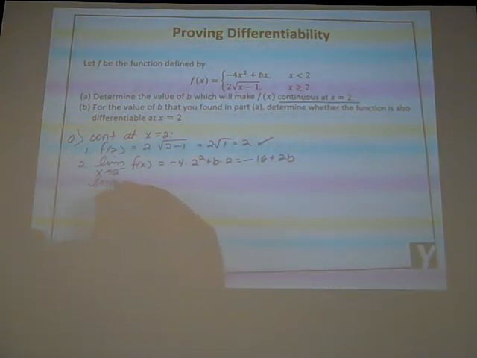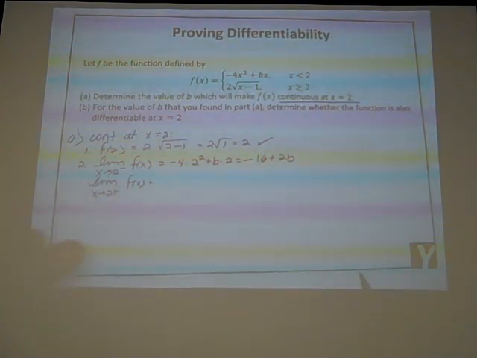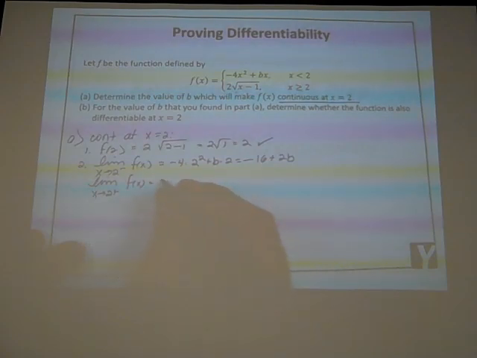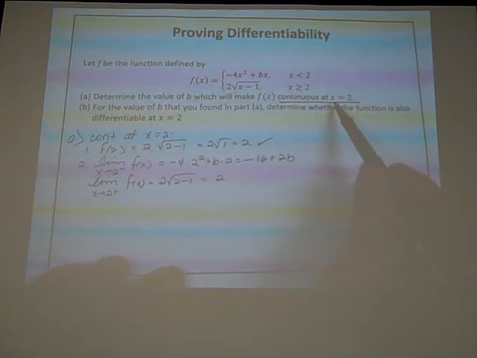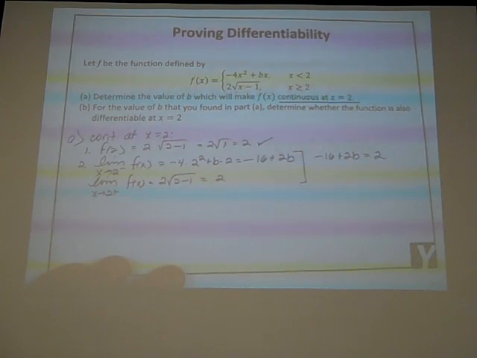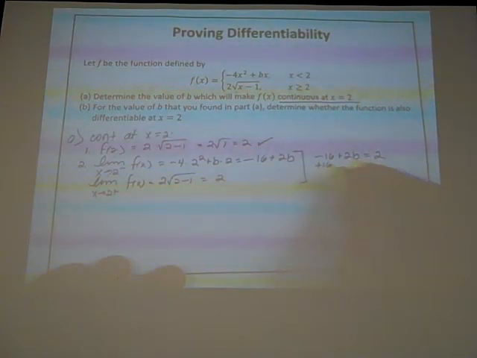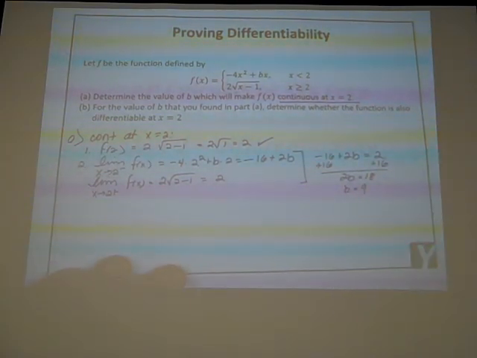I need for the limit on the left and the limit on the right to be equal to each other. When I find the limit on the right, well, we've already gone through that before, we get 2. If the function is going to be continuous, then it must be true that the limit on the left and the limit on the right are equal to each other. So I set them equal to each other. I solve that equation. I get that 2b equals 18, so b equals 9.